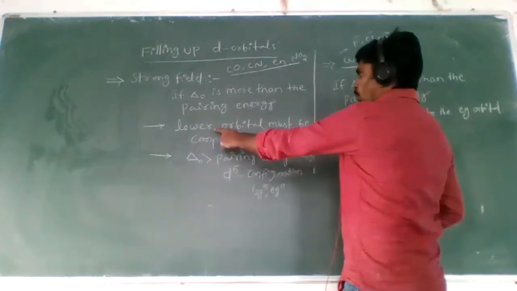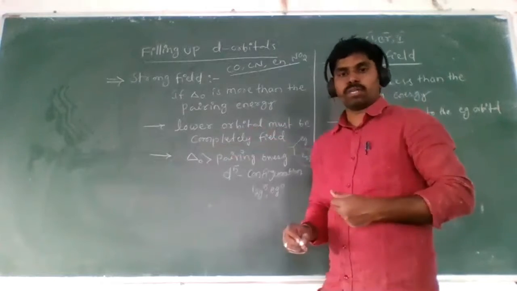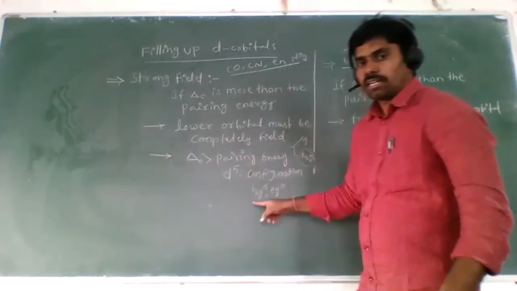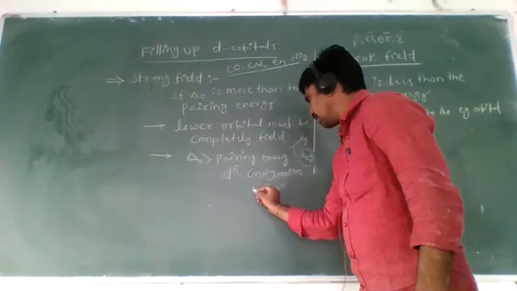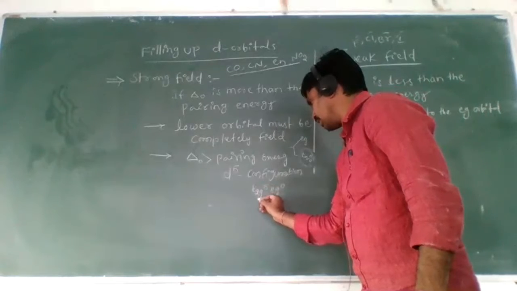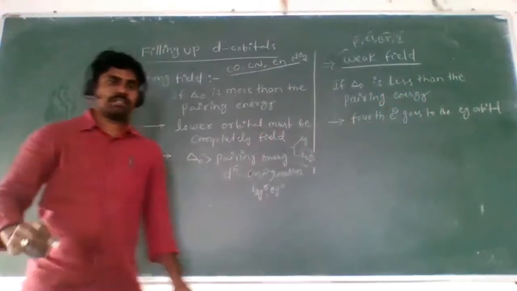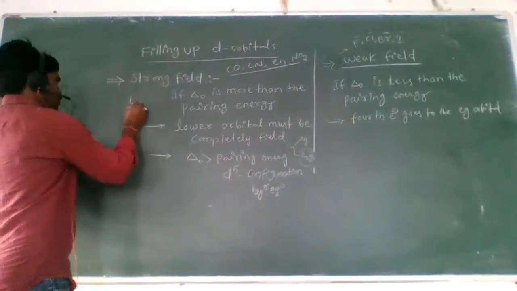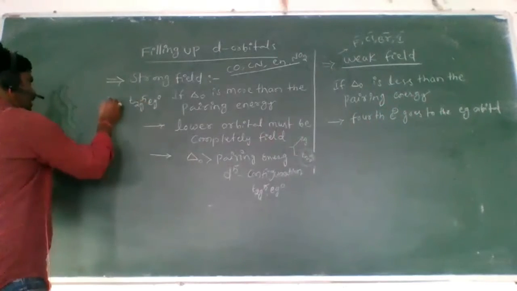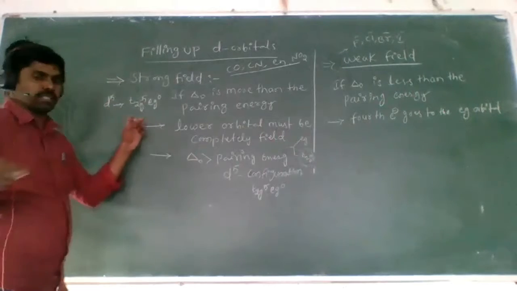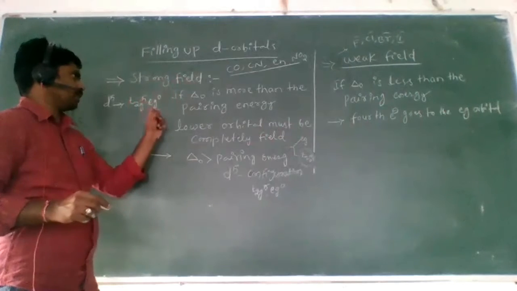What is there? The lower orbital must be completely filled. After that the Eg orbital is filled. Here the T2g is filled with 5 electrons, and Eg equal to 0. I am writing that one: t2g5 eg0 is the d5 electron configuration in strong field.